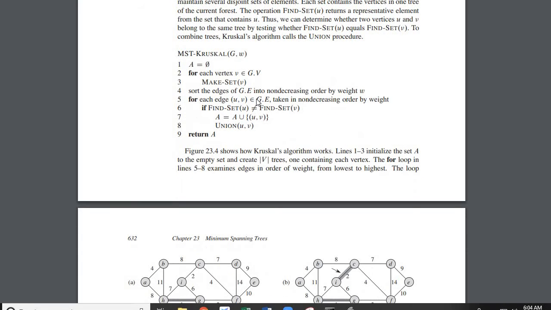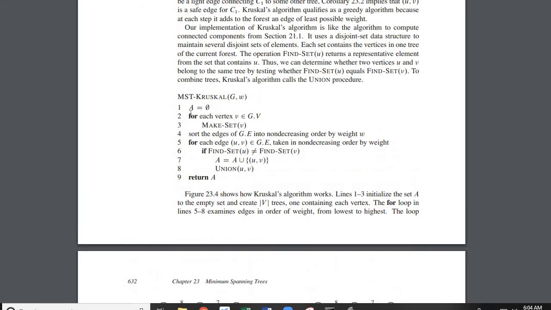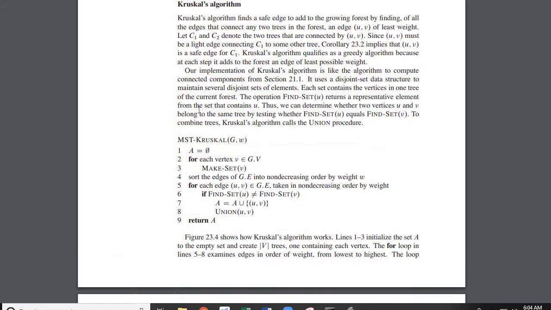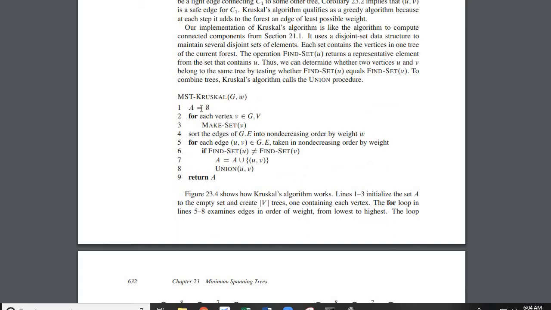So in the beginning we start with a variable A, which is set to 0, and for each vertex, so vertices are the nodes basically. For each vertex v which belongs to the set of all the vertices in the graph, that is G.V, we need to make set. So make set is a small function which creates a set of vertices from the graph. So it is just grabbing the different vertices.